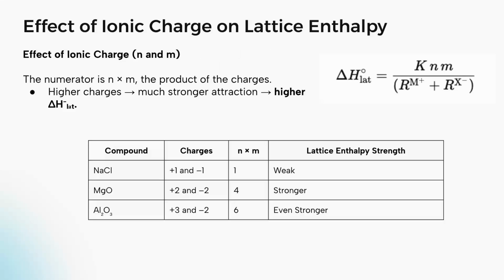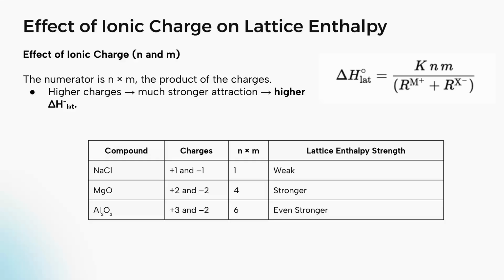So the effect of ionic charge, the N and the M. The numerator is N times M, the product of the charges. So the higher the charge, the stronger the attraction, the higher the lattice enthalpy. For example, in the compound NaCl, the charges are +1 and -1. Multiplying their magnitudes, 1 and 1, gives us 1. So it has a weak lattice enthalpy. Compared to MgO, which has +2 and -2, multiplying its magnitudes, 2 times 2 equals 4. So compared to NaCl, it has a stronger lattice enthalpy.